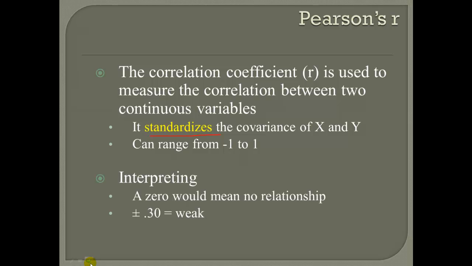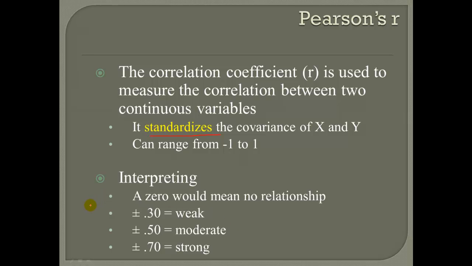Just real quick, if you were interpreting your correlation coefficients, I will say here there's no completely agreed upon rule for what a certain value represents. But in general, for this class, we could consider that either plus or minus 0.30 or below would represent a weak relationship. About 0.50 would be moderate, and about 0.70 would be moderately strong or a strong relationship.